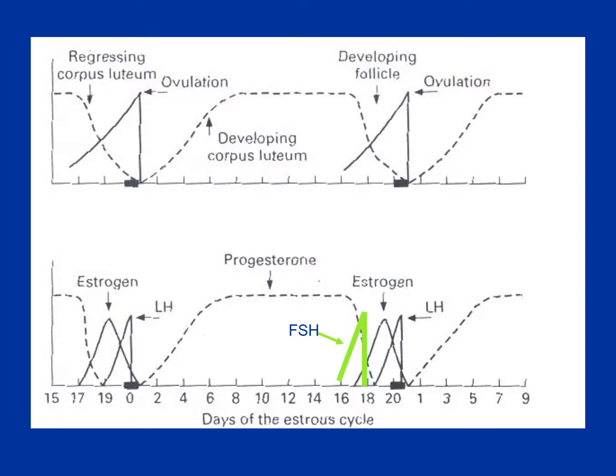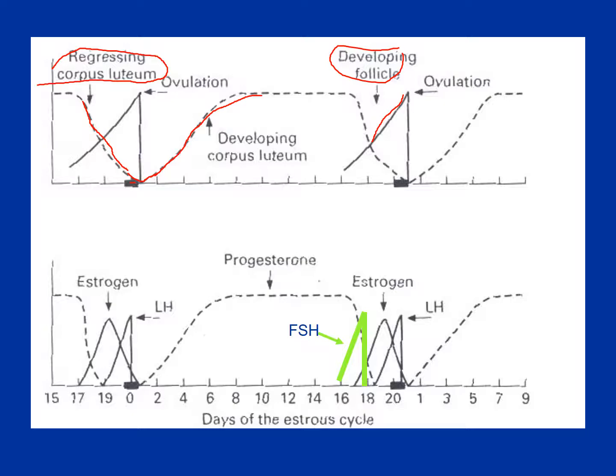Here we have a diagram of what's happening during the estrus cycle. On the top we have a diagram of the structures on the ovary. So we have the corpus luteum, and we have the developing follicle, which is the solid line. As far as the dashed line, we'll see here that the corpus luteum is now regressing, and this box here is estrus. After estrus, we had ovulation, and then at the place where we had ovulation, we have a corpus luteum developing.